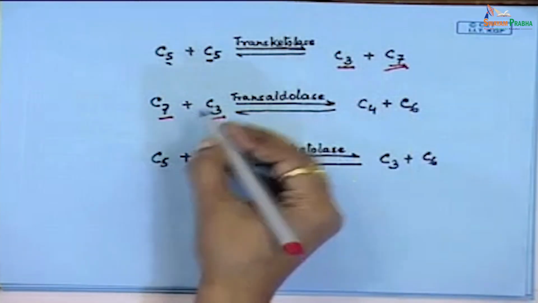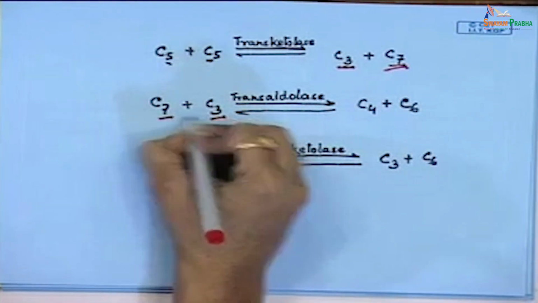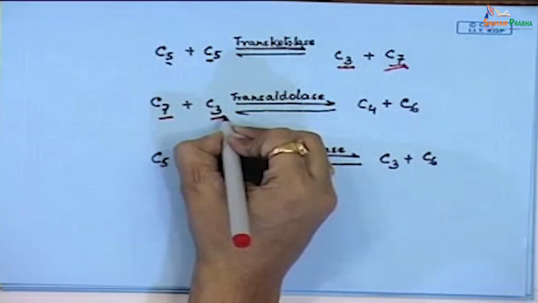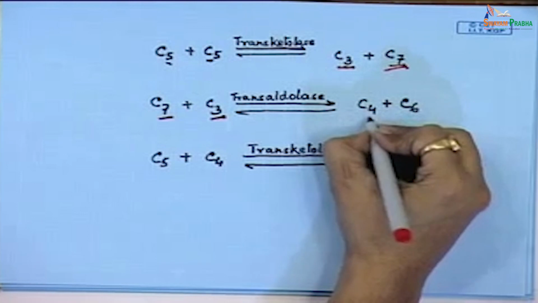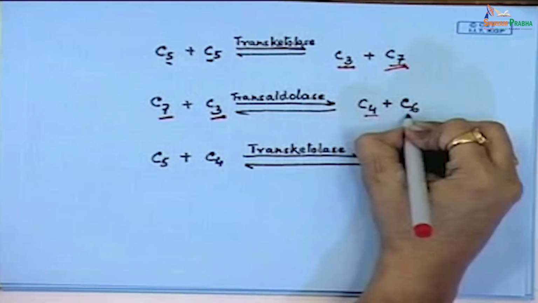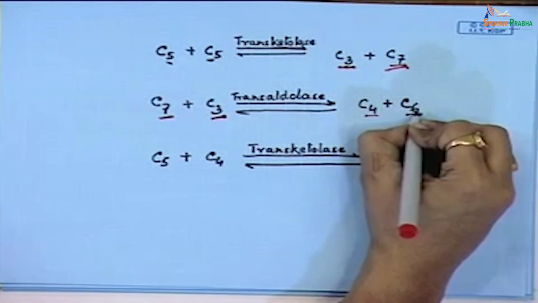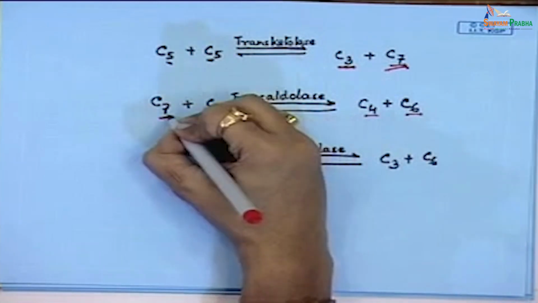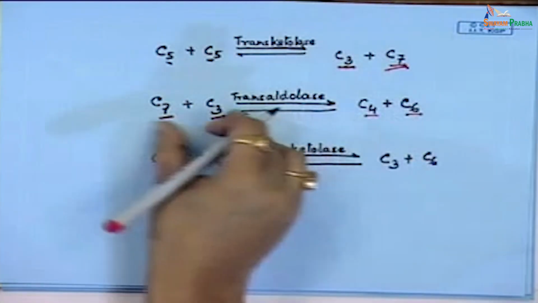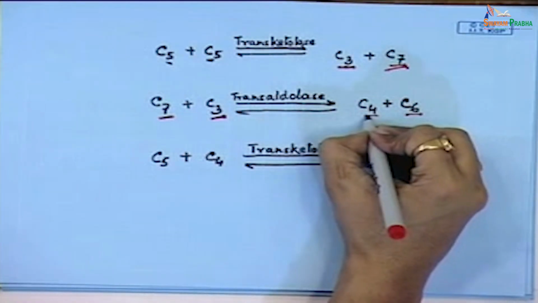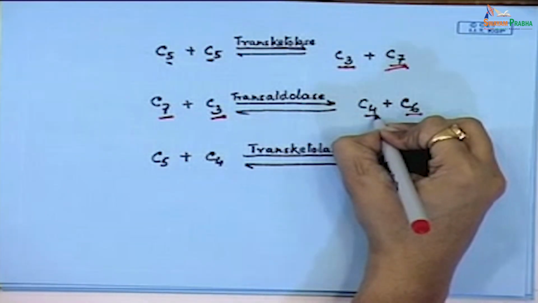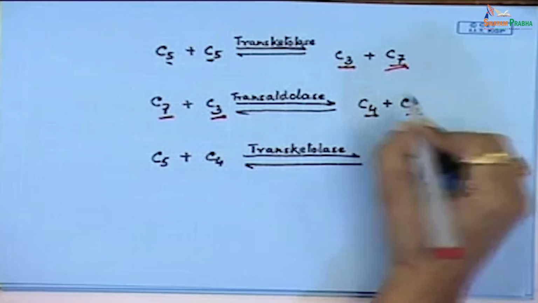Now, once again, this is 7 carbon, this is 3 carbon, and here this is 10 carbon once again, and it undergoes reaction and it produces one C4 sugar, another C6 sugar. So, 6 plus 4, 10, 7 plus 3, 10. So, here these transaldolase reactions are going on and it produces one 4 carbon sugar, another 6 carbon sugar.